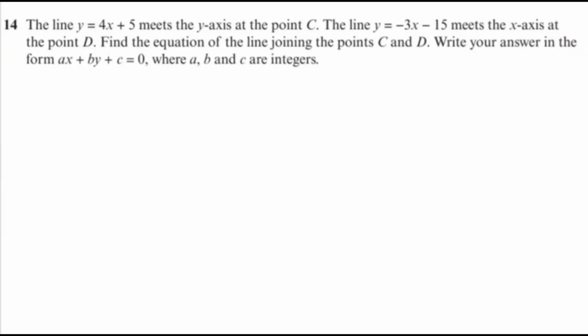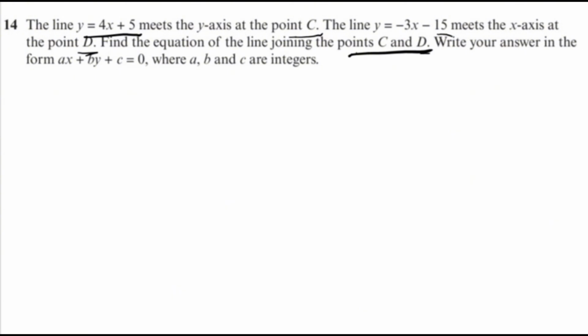Question 14. The line y is equal to 4x plus 5 meets the y-axis at point C. The other line y is equal to minus 3x minus 15 meets the x-axis at the point D. Find the equation of line joining point C and D. Now, to do that, first we have to find the coordinate of point C and coordinate of point D.